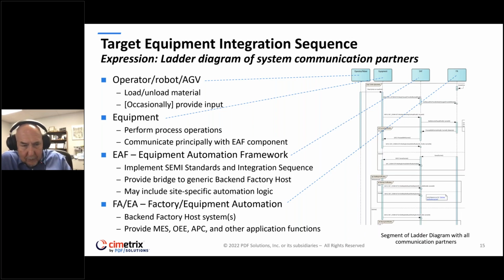And then finally, the right rung is the factory automation or equipment automation layer. This is where the factory host systems are, and a lot of the functions that you'll have that do factory level analysis. So you can't really see the details on the right, but I've just shown a segment of that ladder diagram. It goes on for probably 10 or 12 pages, as a device may go through the sequence of operations.